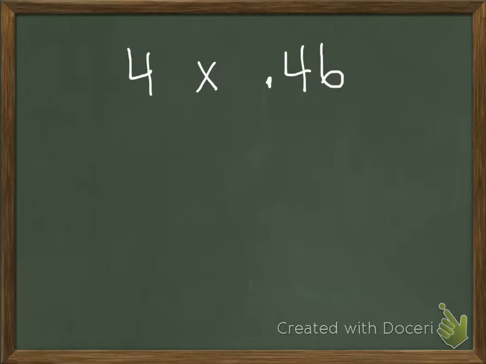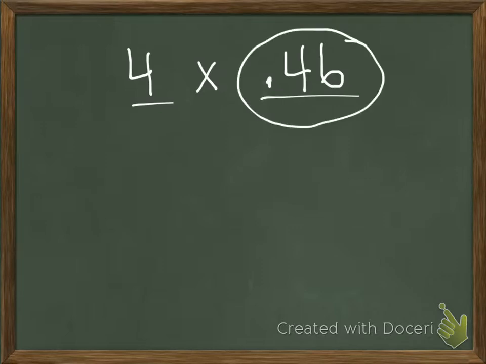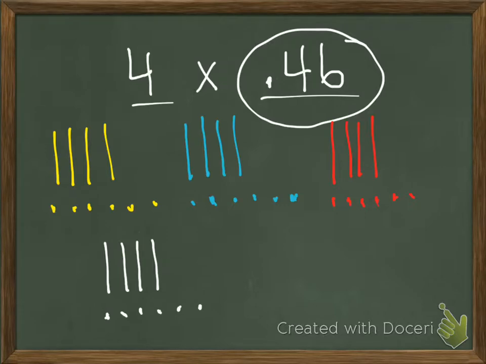Here's one last example using our quick picks. What we're doing is multiplying 4 times 46 hundredths. So what we need to do is make 4 groups of 46 hundredths, which are with our quick picks. So I'm going to make one group of 46 hundredths because it has 4 tenths and 6 hundredths. And I'm going to make another group of 46 hundredths. And now you can see what I've created is 4 groups of 46 hundredths.